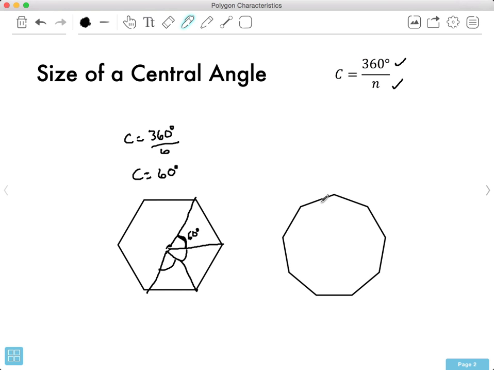This polygon has 1, 2, 3, 4, 5, 6, 7, 8, 9 sides. This is a nonagon. So in order to figure out the central angle size on a nonagon, you'd go C equals 360 degrees divided by 9, and 360 degrees divided by 9 would be 40 degrees. The more sides you have, the smaller the slice of pizza would be, and the smaller the central angle gets.